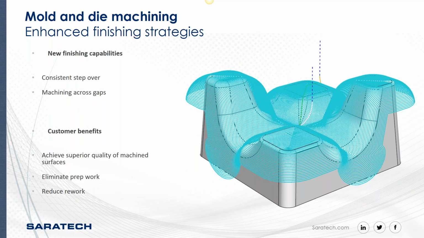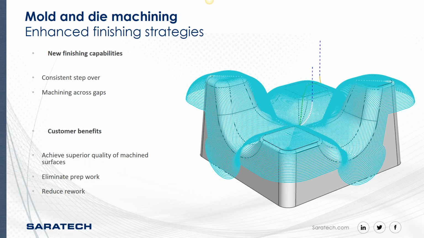This is the enhanced finishing strategies that are inside of the operations. We have new finishing capabilities that give a consistent step over. Previously in our streamline, going up and down walls, going from steep to non-steep, you would see a deviation in your tool path where it would widen or get closer together. With these different options available to us, it helps us control that, so we can get a very consistent step over and a very consistent surface finish.